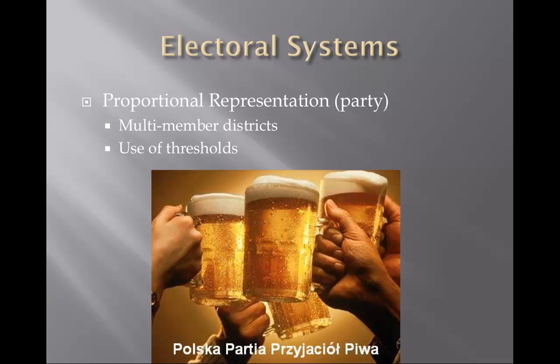From each of those districts, you're going to have, instead of a single representative, people vote for a number of representatives. So there may be 5 in each district. There may be 10 in each district. And people tend to vote for parties rather than specific individual candidates.